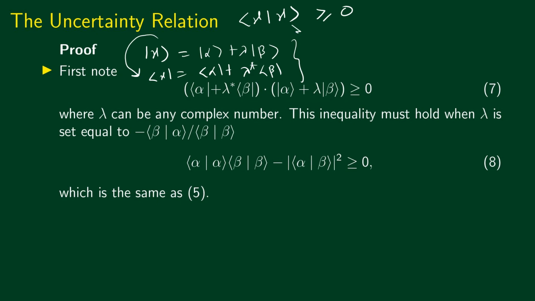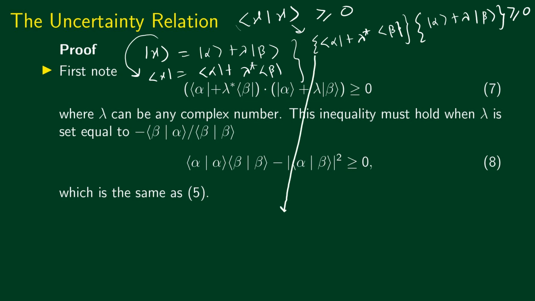We can write this condition like this: bra alpha plus lambda star bra beta, multiplied by ket alpha plus lambda ket beta. This has to be greater than or equal to 0. It's the same thing. Let's just carry out the multiplication. Write it here, we've got more space here.